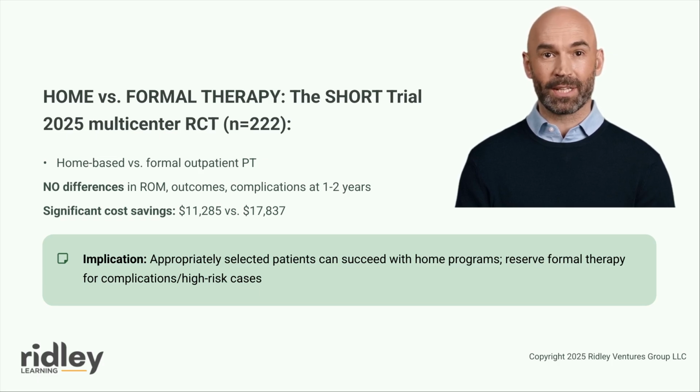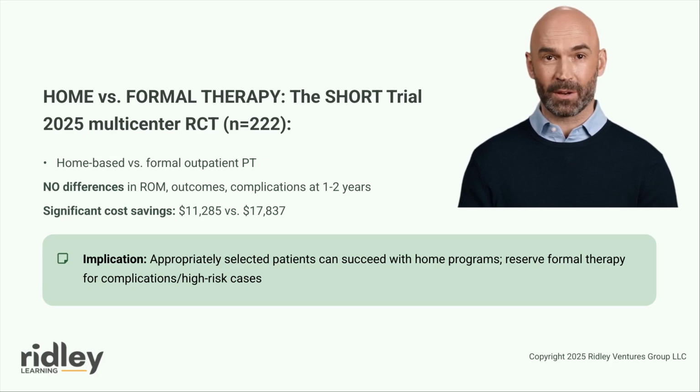The study found no statistically significant differences in range of motion, patient-reported outcomes including the American Shoulder and Elbow Surgeons Score, Simple Shoulder Test, and Visual Analog Scale pain, complications, or revision rates at 1 and 2 years between patients randomized to home-based therapy versus formal outpatient physical therapy.